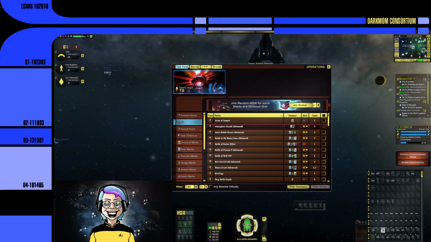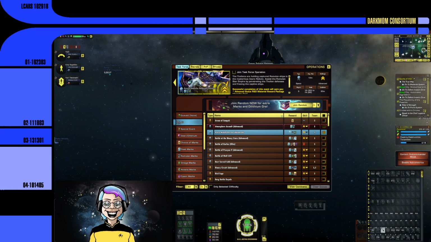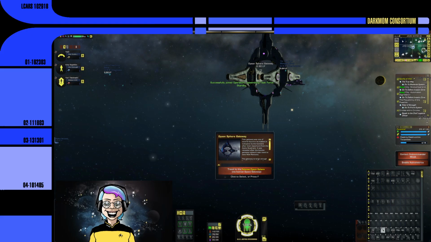Let's see. I'm going to queue us up for Azure Nebula. That'll get Id his Tholians. It'll get me some destructible torpedoes. And I admit it's a bit of a snooze fest, but that's how it goes sometimes. That's my Nimbus captain.